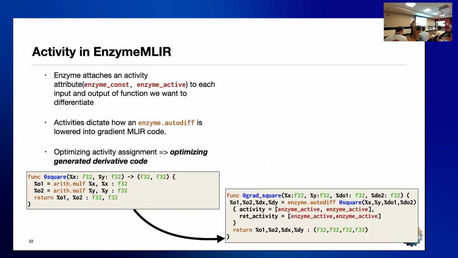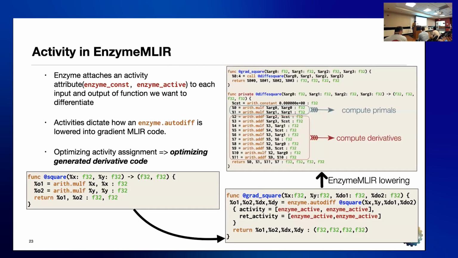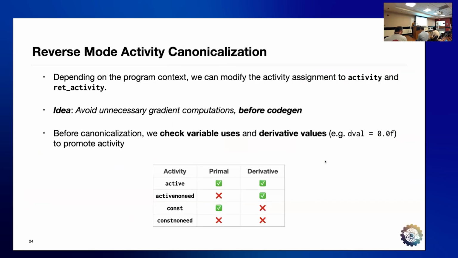what we are doing. The idea with activities is in Enzyme, you attach this activity attribute to every input and return argument that you have. And what the autodiff operation does is that it takes this activity and determines how to generate the gradient code based on that. For example, everything is active here, so our generated code will compute both the primals and the derivatives.